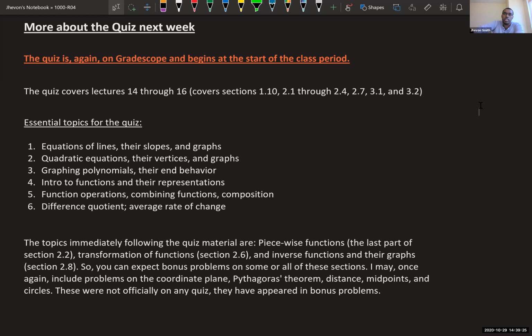That's like when you're shifting things, inverse functions and their graphs. That's sort of what I would put in the bonus section, as well as, like I said, I'll throw in a bunch of problems from section 1.9, like distance and midpoints and circles and things of that sort. So that's what your quiz essentially is going to look like.